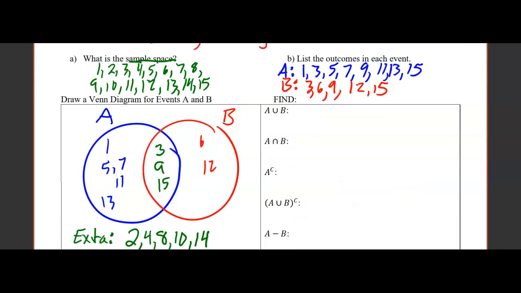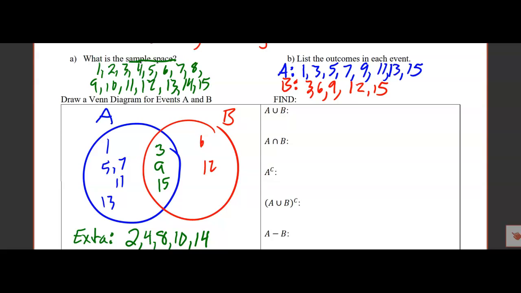It doesn't have to be in order, but for me it's easier if I write it in order to make sure I didn't miss anything. So in A are all the numbers that are odd. This is A. In B are all the numbers that divide by 3. This is B. In the middle, all the numbers that are both.